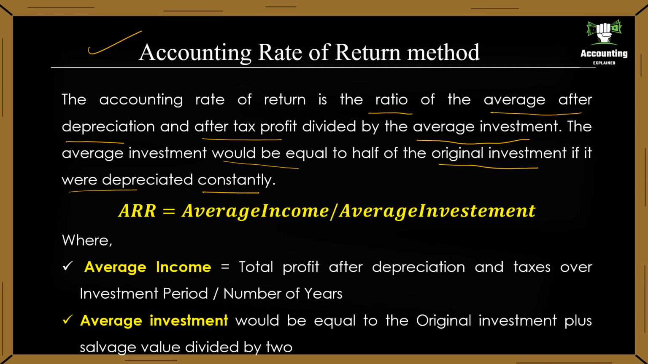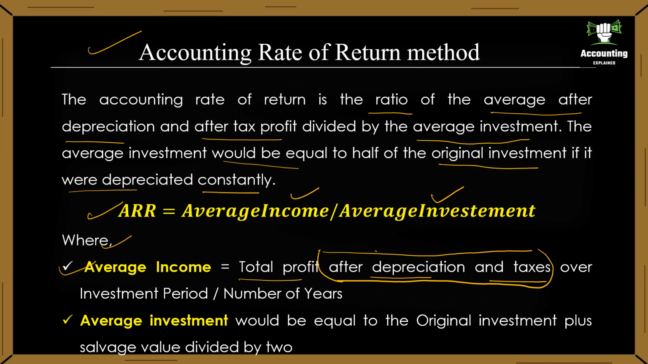Similarly, instead of depreciating it every year, we consider the average investment, that is original investment divided by 2. Here ARR is equal to average income divided by average investment, where average income is total profit after depreciation and taxes. So we have to take profit only after depreciation and taxes. Remember this, okay? This is very important. Profit after depreciation and taxes over investment period by number of years.